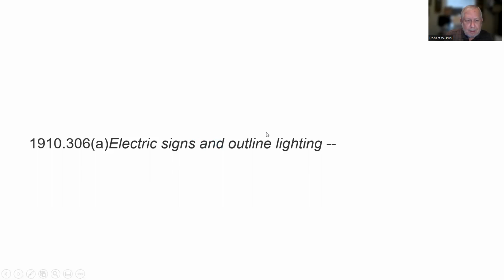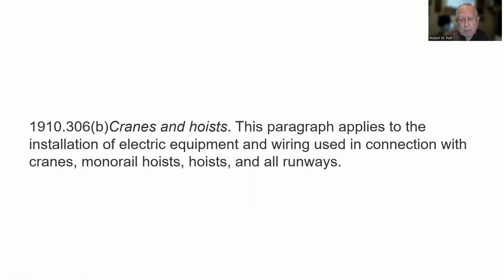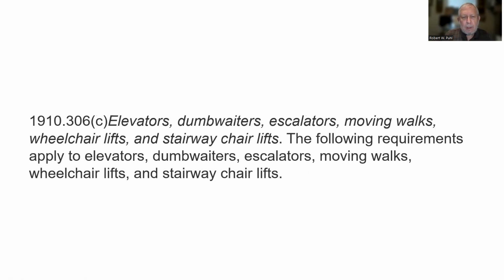So this is it, 306A. I'm going to hit the A because that's usually the one to tell you what it's about. Electric signs and outline lighting. That's for like neon signs and stuff like that, outline lighting. Cranes and hoists. This paragraph applies to the installation of electrical equipment and wiring used in connection with cranes, monorail hoists, and all runways. All right, good stuff, I'm sure, but unless you're going to wire up a crane or hoist, probably not real appropriate to your career.